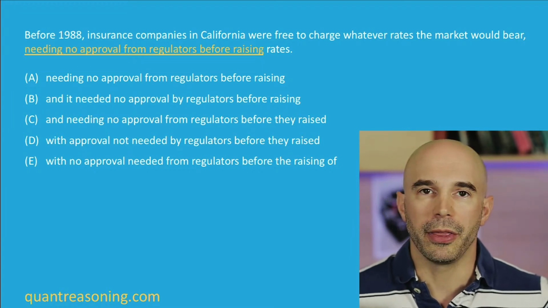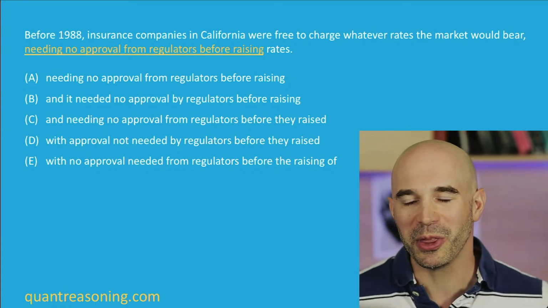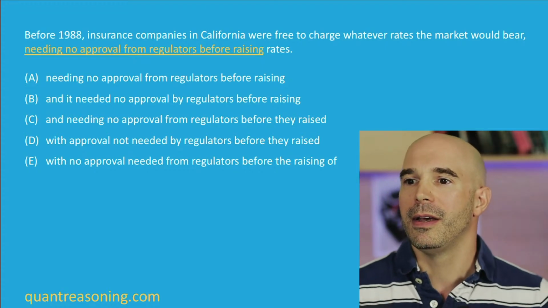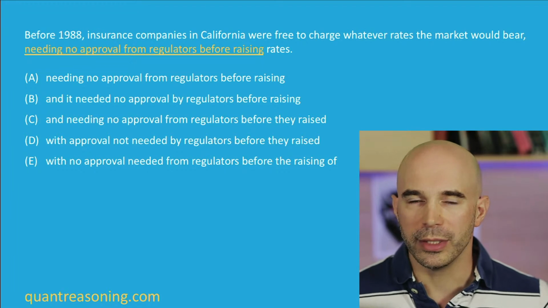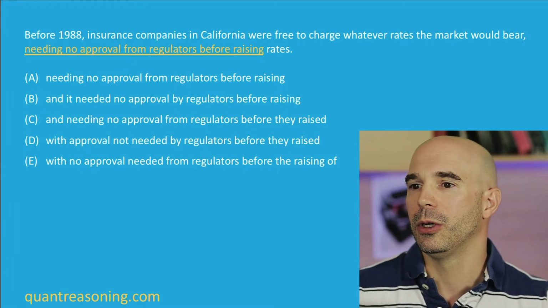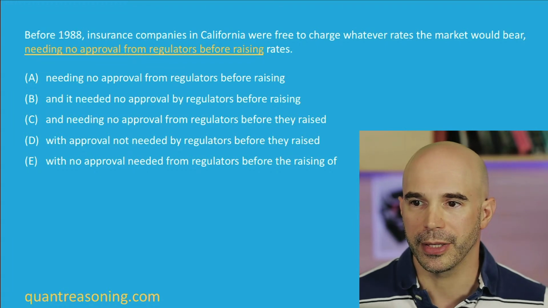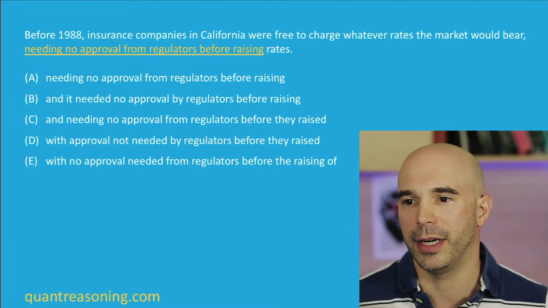And I think both of those, or somewhere in between those, is what makes sense in this sentence. It's describing how or what was the consequence of the fact that the insurance companies were free to charge, and that's why I'm going to go with answer choice A. That's the only one that gives me that comma ing.